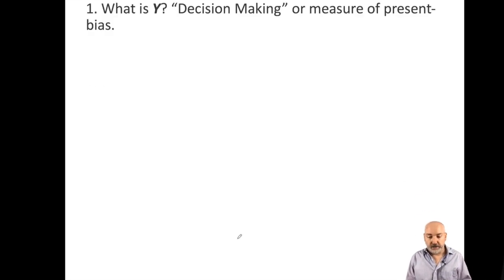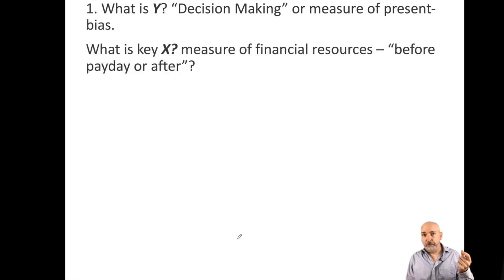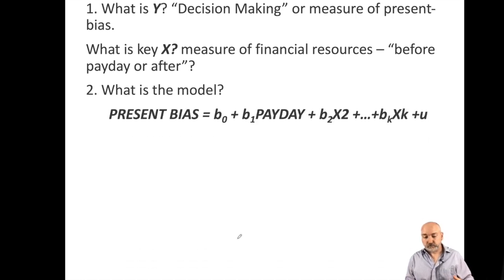So let's break that down. What is the Y variable? Well, that's some measure of decision making, or a measure of present bias. What is the key X variable? There's probably a lot of variables that they controlled for, but the one treatment effect that they're looking for is: do you have money in your pocket or not? Are you before the payday or after?